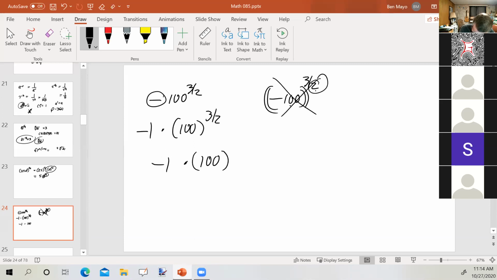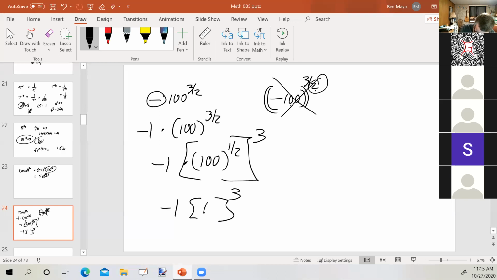I'm going to do the root first and then the exponent. What's 100 to the 1/2 power? 10. Good. What's 10 cubed? 1000. Good. So my final answer is -1000.